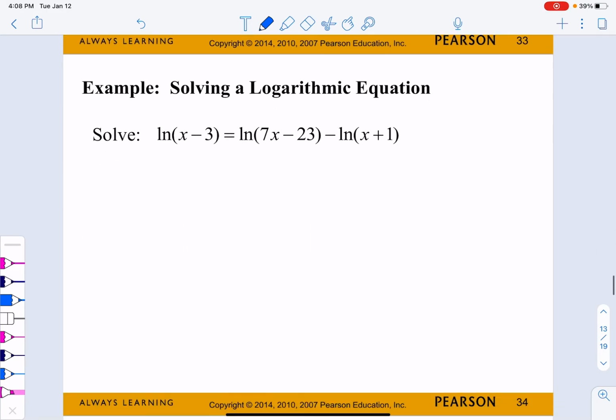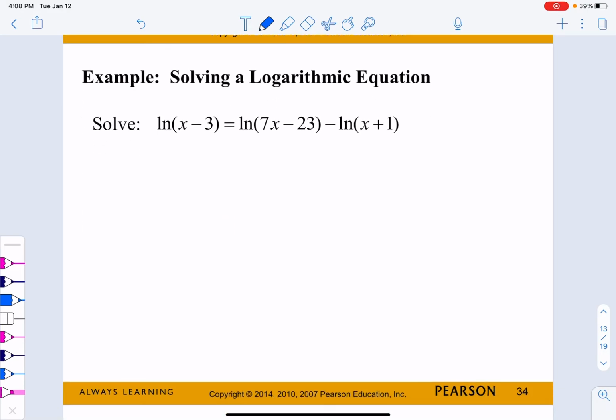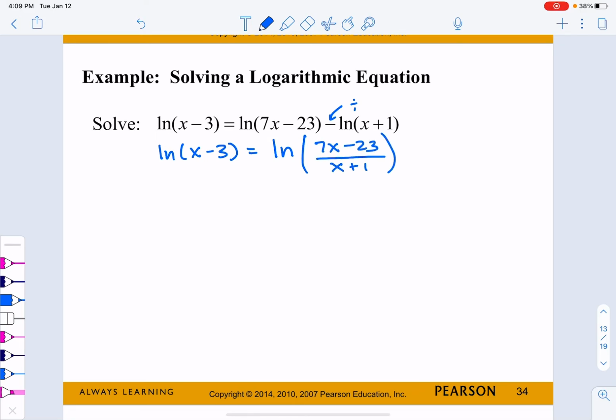Let's see what we got. I have the natural log, or ln, of x minus 3 is equal to ln of 7x minus 23 minus ln of x plus 1. So let's simplify down that right-hand side. Our left-hand side is going to stay as an ln of x minus 3, but for ln of 7x minus 23 minus the ln of x plus 1, that subtraction tells us that we're turning it into a division. So I'm going to have the ln of 7x minus 23 divided by x plus 1. Now that I have the ln of each side, they both have the same base of e, I can state that x minus 3 is equal to 7x minus 23 divided by x plus 1.